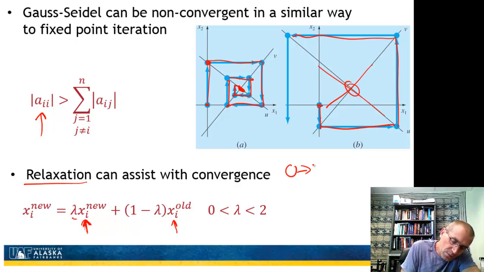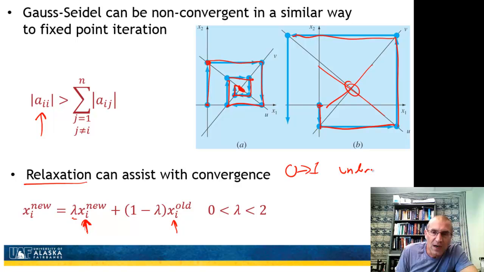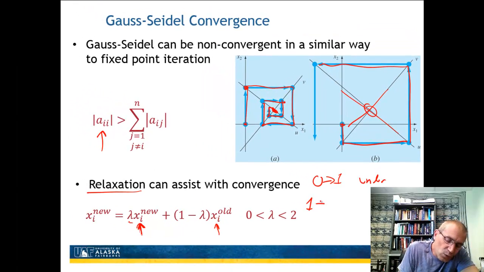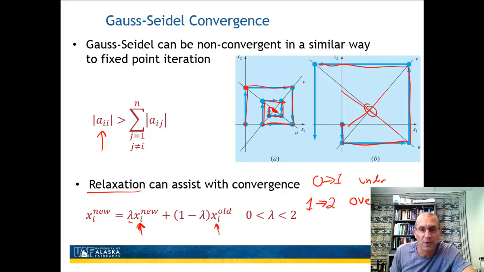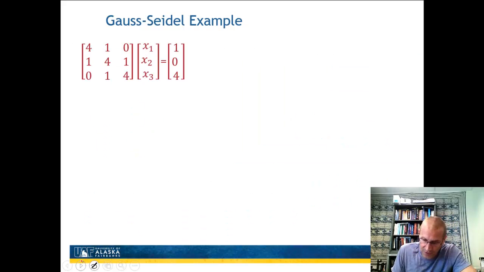So if lambda is from 0 to 1, what that is known as is under relaxation, because what I'm doing is I'm just not quite letting it move as far as I want. I could actually take it 1 to 2, and that would be called over relaxation, because then I'm actually speeding up the convergence. I see the direction it's going, and I double how far it's going in that direction. And so if I've already got a convergent system, over relaxation can make it converge faster. If I have a non-convergent system, under relaxation can help make it at least a convergent system.